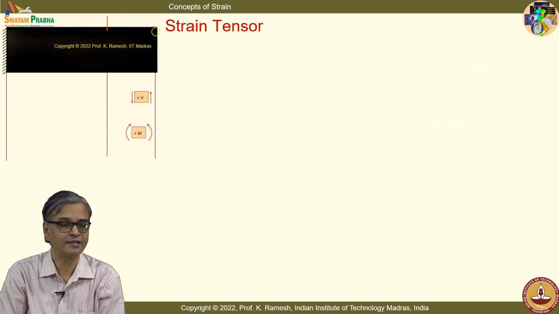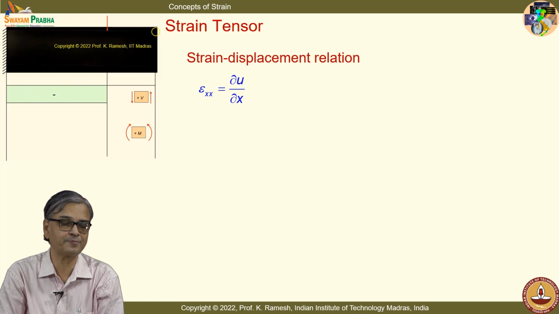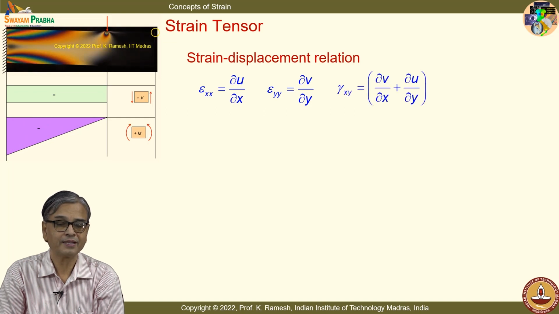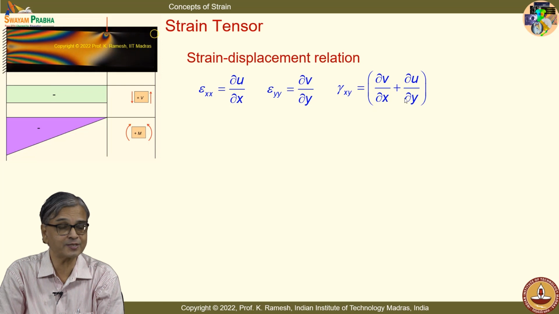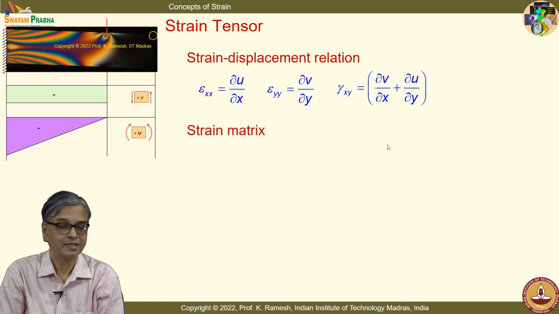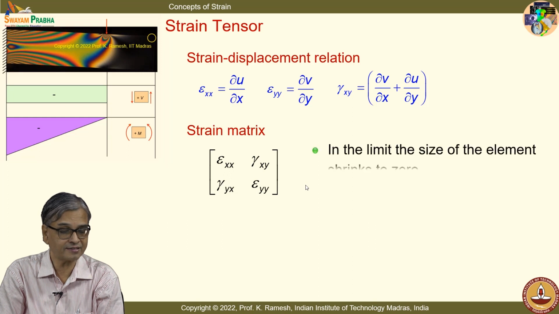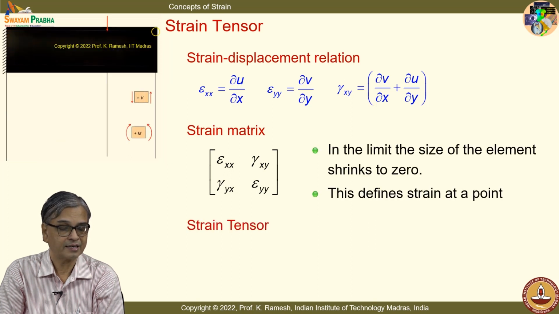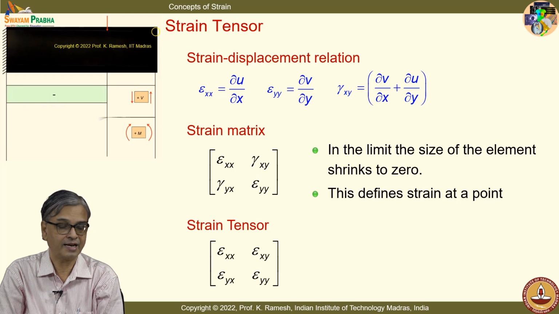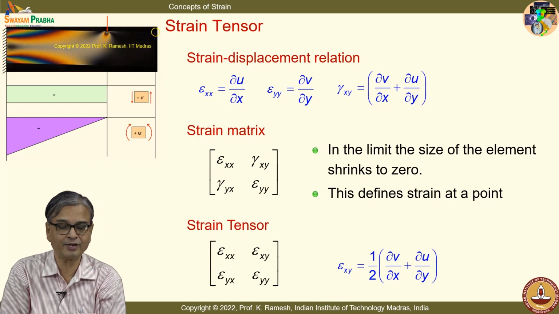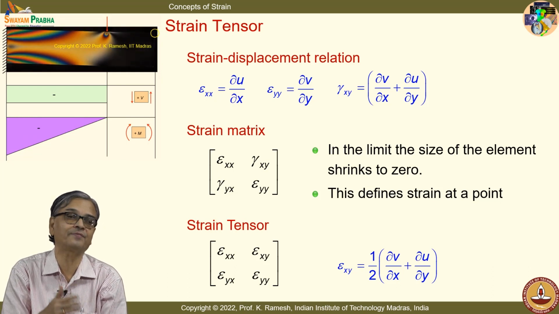So, now we look at what a strain tensor is. I have the strain displacement relations: epsilon xx is dou u by dou x, epsilon yy is dou v by dou y, and gamma xy is dou v by dou x plus dou u by dou y. The strain matrix is epsilon xx, gamma xy, gamma yx, epsilon yy. The strain tensor is epsilon xx, epsilon xy, and your epsilon xy is half of gamma xy, or half of dou v by dou x plus dou u by dou y. You can express it in any other way.